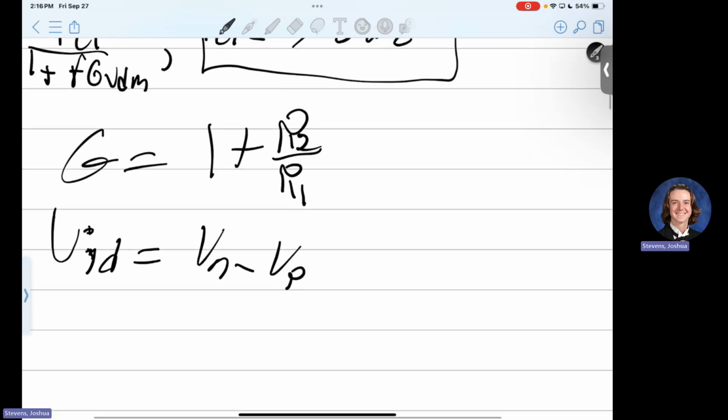The gain G equals 1 plus R2 over R1. That's the gain for non-inverting. It's the gain if the plus is on top, if the feedback loop is connected to the plus.